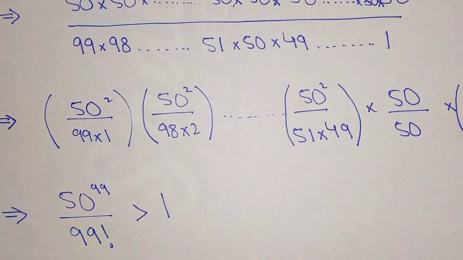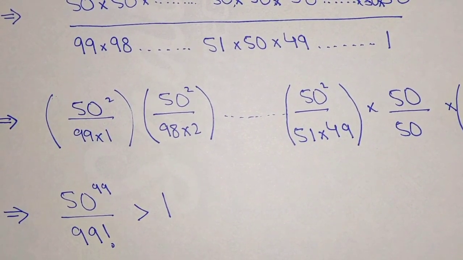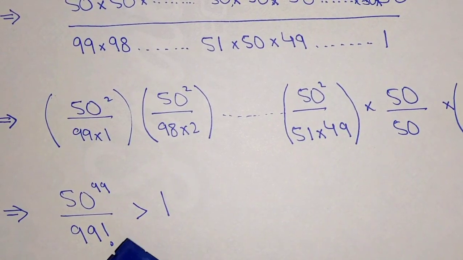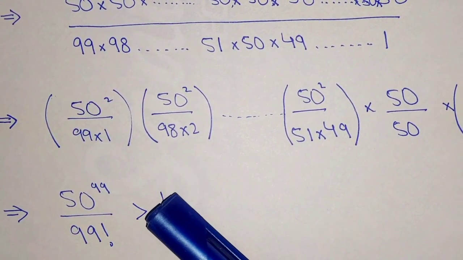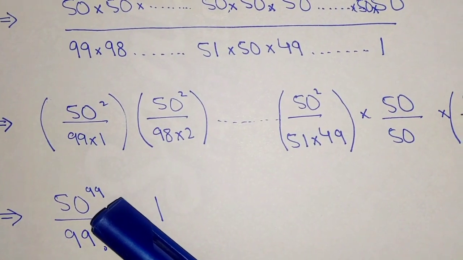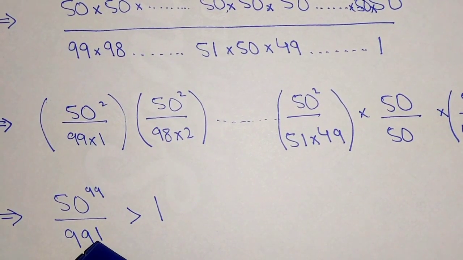So keeping this fact, we can say that 50^99 divided by 99! is bigger than 1, which means 50^99 is bigger than 99!.